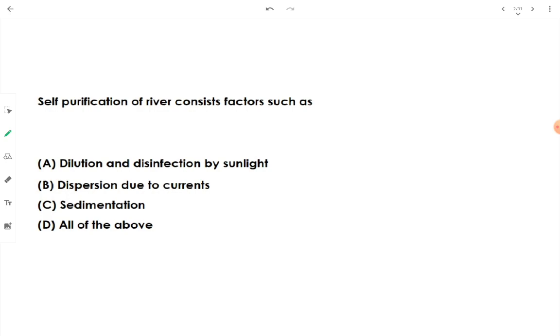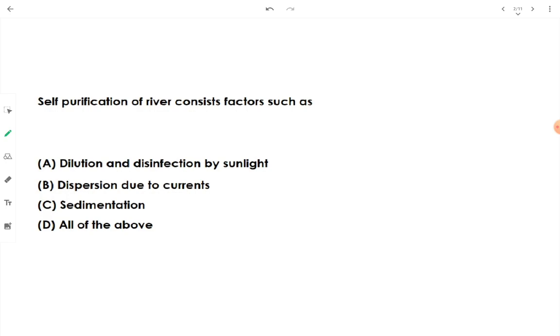Okay, then sunlight is there. Because of sunlight, the UV rays, that is ultraviolet rays, cause disinfection of the river stream. Whatever the bacteria, whatever the harmful components are there, they get disinfected by the ultraviolet spectrum of sunlight that the river stream is receiving. Okay, then dispersion. Dispersion makes sure that the total strength of wastewater which is being mixed with the natural stream gets decreased. Then sedimentation is there.